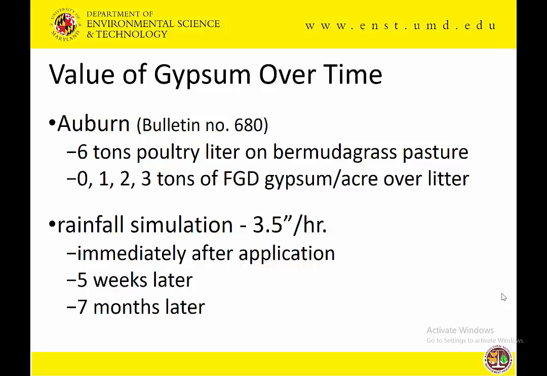They looked at 0, 1, 2, 3 tons of flue gas desulfurization gypsum, and they did rainfall simulation at 3.5 inches per hour, all right? They looked at how much phosphorus came off immediately after application, 5 weeks later, and then 7 months later.